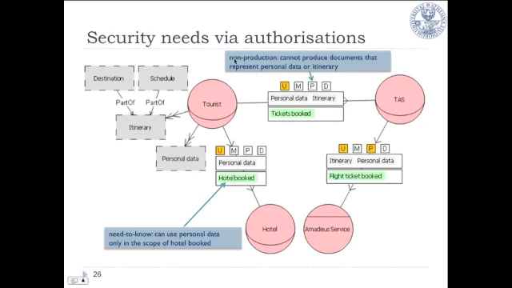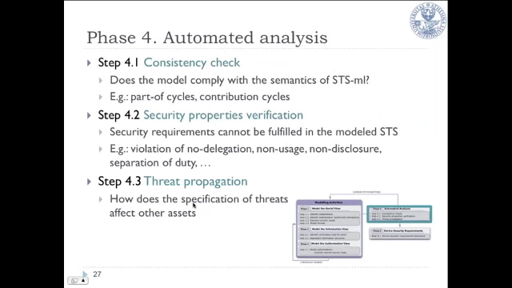Similarly, whenever P is not granted, so production is not granted, a non-production security need is required, so TAS cannot produce any new documents or any documents that represent personal data or itinerary. Whereas need to know is related to limiting the goal scope, so the hotel can use tourist personal data only for the scope of booking the hotel, but not for any other goal.